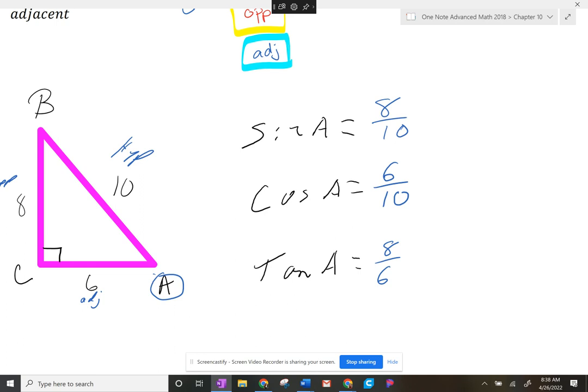So if I were to start going through the steps and I had sine of A equals, and I did 8 divided by 10, it gives me 0.8.